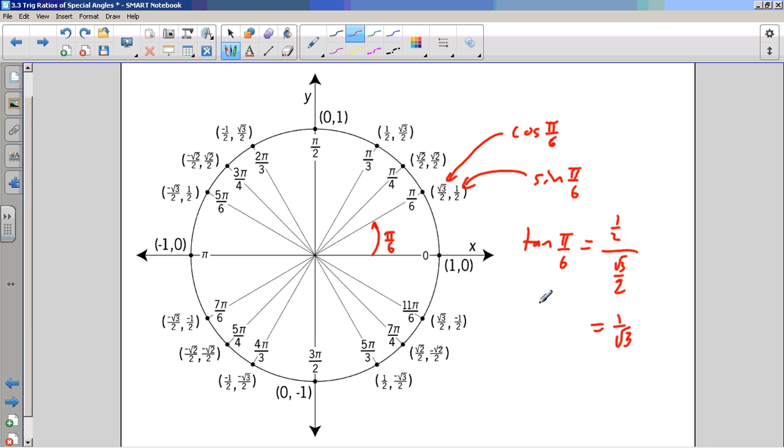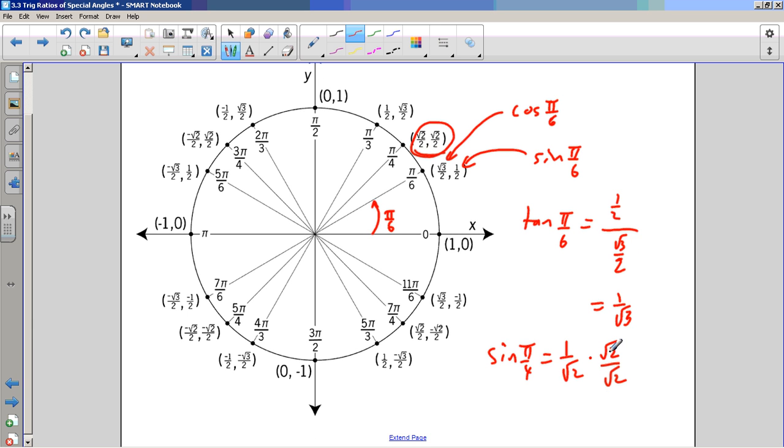Okay? Now, what's strange about this, the 45 one looks weird. See that? That looks weird. So we would expect the sine of pi over 4 to be 1 over the square root of 2. But it's a math thing to not have any roots on the bottom of numbers. And so if we multiply by a convenient form of 1, square root of 2 over the square root of 2, what do I get?